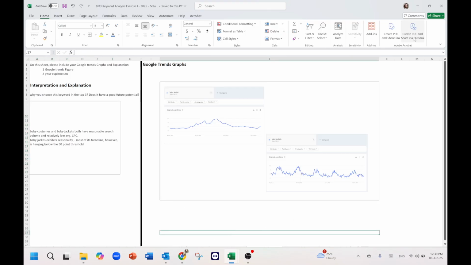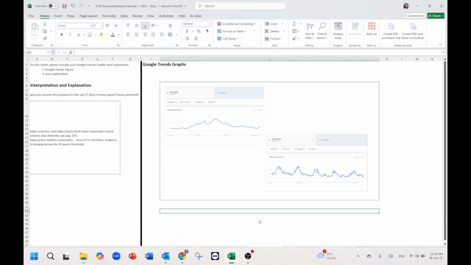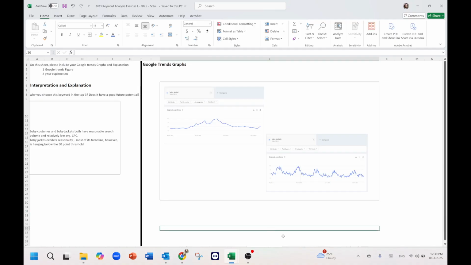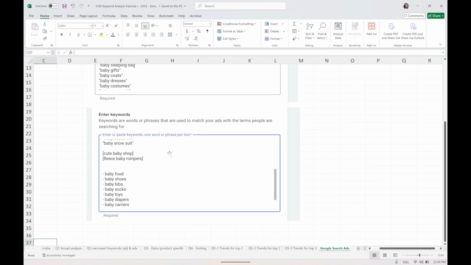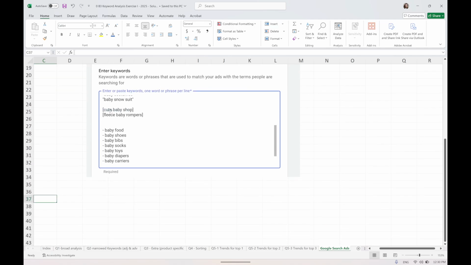So that's quite interesting, isn't it? I think this is a good example. It's not the best, but it's a good example, and it shows you how I used this in Google search ads. So over here, I put these in exact keywords: a cute baby shop. This is my brand name, so this is a branded keyword. It should be in exact.